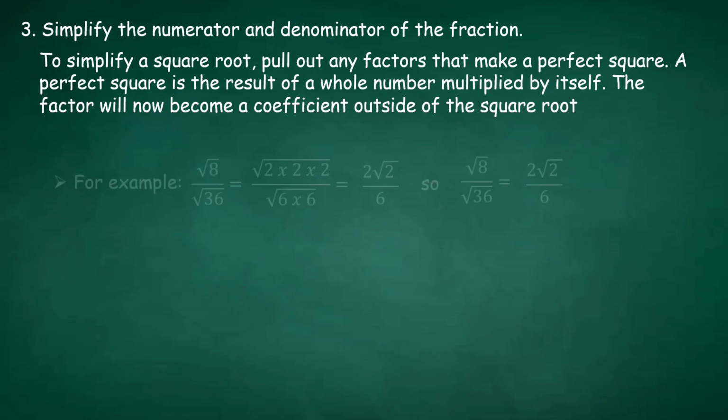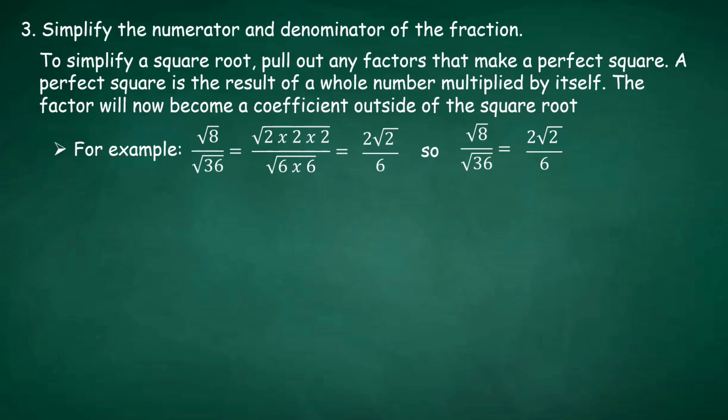For example, square root of 8 over square root of 36 is equal to square root of 2 times 2 times 2, over square root of 6 times 6. 4. Rationalize the denominator, if necessary.